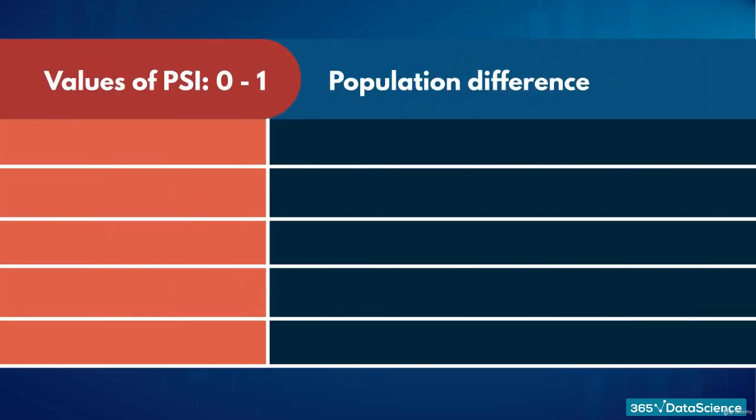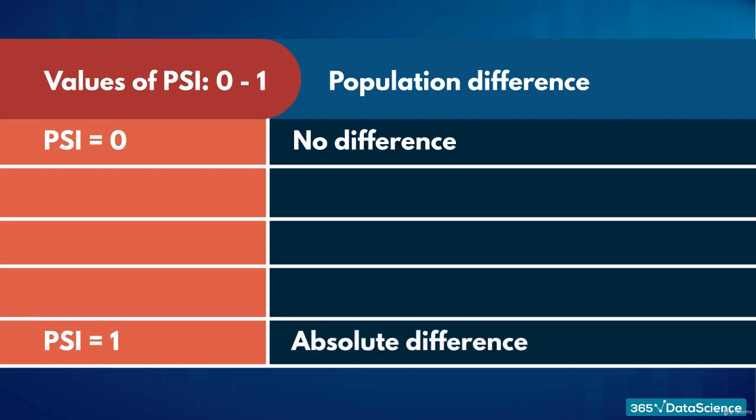PSI takes values between 0 and 1. The value of 0 means there is no difference between the two populations. A value of 1 shows the two populations are absolutely different. So the closer to 0 the population stability index, the smaller the difference between the two populations. Commonly, we use the following table to summarize the different values PSI can take.